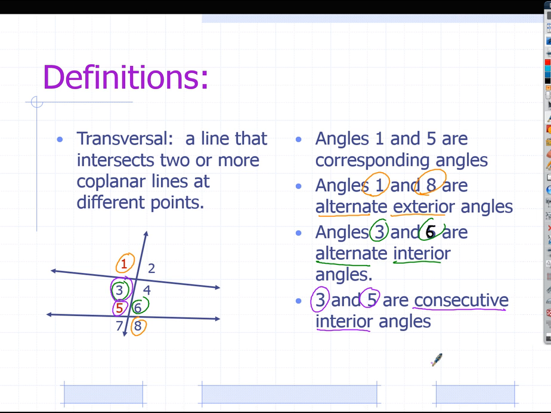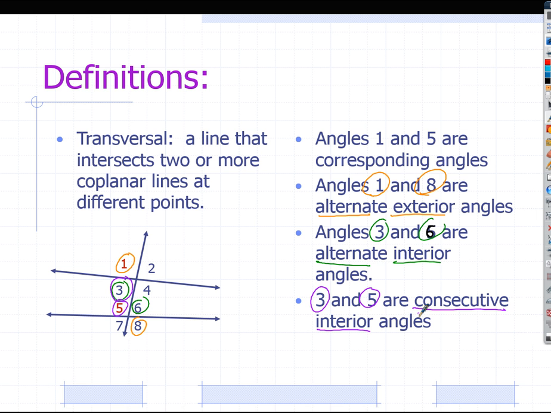Okay, so based on those relationships, what do you think it means to be alternate angles when we have two lines cut by a transversal? What do you think, Nick? On the opposite side of the transversal. Okay, good, yeah. So alternate means opposite sides of the transversal, doesn't it? What do you think it means to be consecutive angles? Same side, yeah. Consecutive angles are on the same side of the transversal.